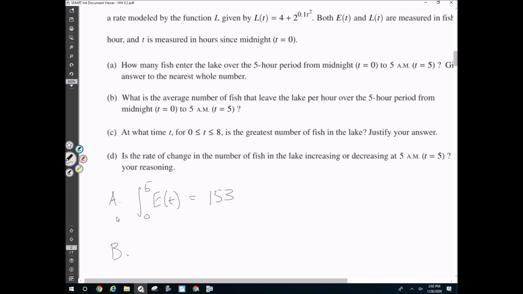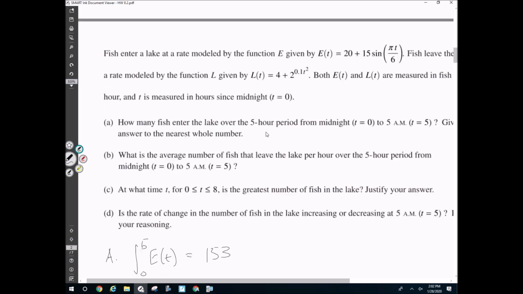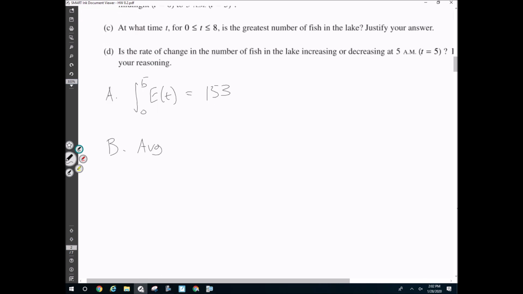Part B. What is the average number of fish to leave the tank over a 5-hour period? I need to find the average. So if I look at, L is the rate at which they left. It's not the total amount left. This is a tricky question.